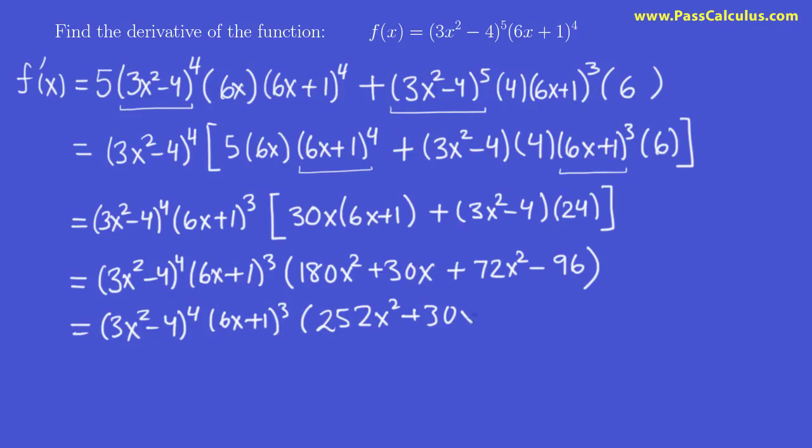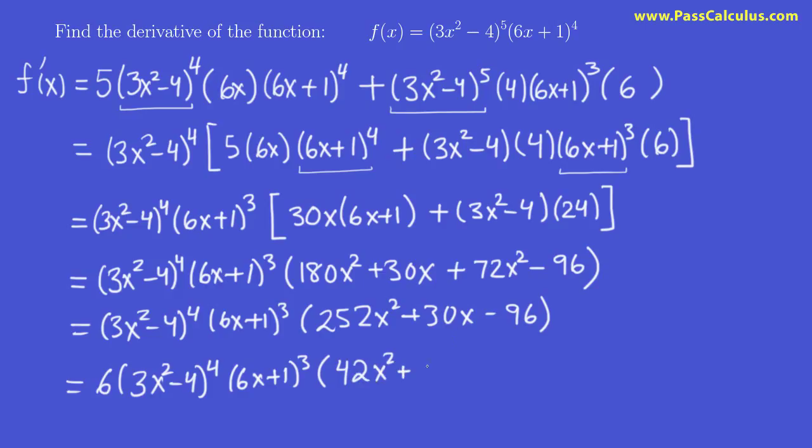30x is just there, and 96 is still there. We could notice though that we could go a little bit further, because these three numbers, 252, 30, and 96, they do have a common factor. If you think about it, it's 6. So let's pull out a 6 to the very front from those three numbers. And I think then we'll be at our final answer. So what's 252 divided by 6? It's 42. 30 divided by 6 is 5. 96 divided by 6 is 16. And that's our final answer.